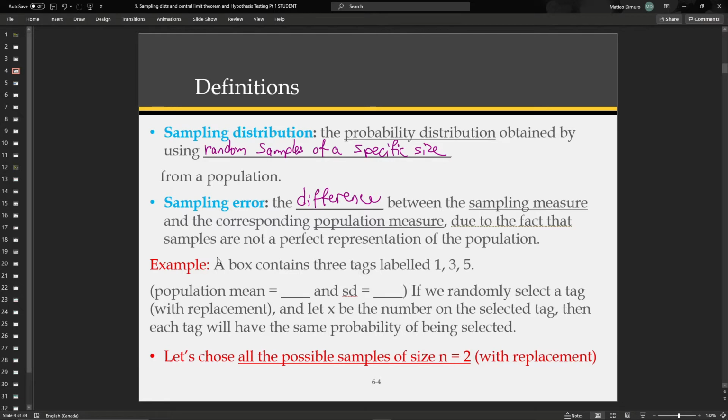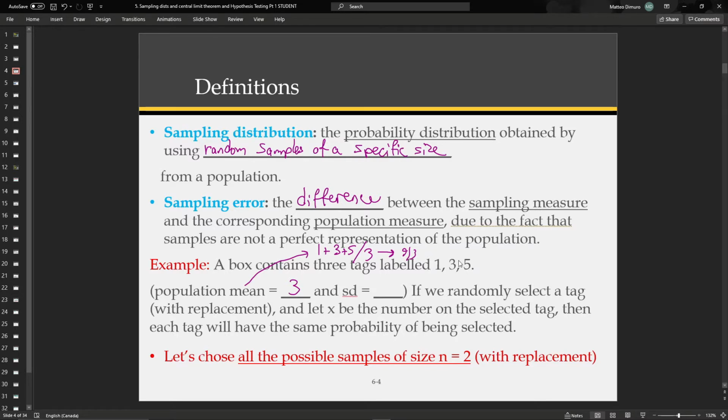All right. For example, we're going to go really far with this example. A box contains 3 tags labeled 1, 3, and 5. What would be the population mean and the standard deviation? Well, let's see. The population mean, I'm going to do it over here. We just got the 3 tags, 1 plus 3 plus 5. And then how many tags are there? Well, there's 3 tags. So add them up, you get 9, divided by 3. And 9 divided by 3 is 3. So the population mean is 3.